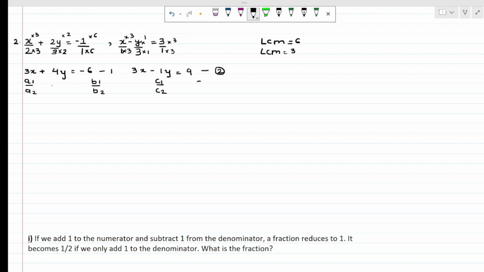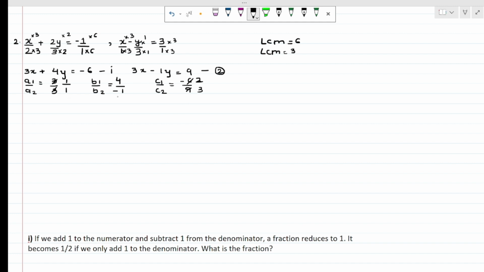So, for A1 upon A2, it equals 3 upon 3. For B1 upon B2, it's 4 upon negative 1. And for C1 upon C2, it's minus 6 upon 9. Check whether anything is the same or not. The 3 and 3 cancel, giving me 1 by 1. And this will give me 3 2s are 6 and 3 3s are 9.